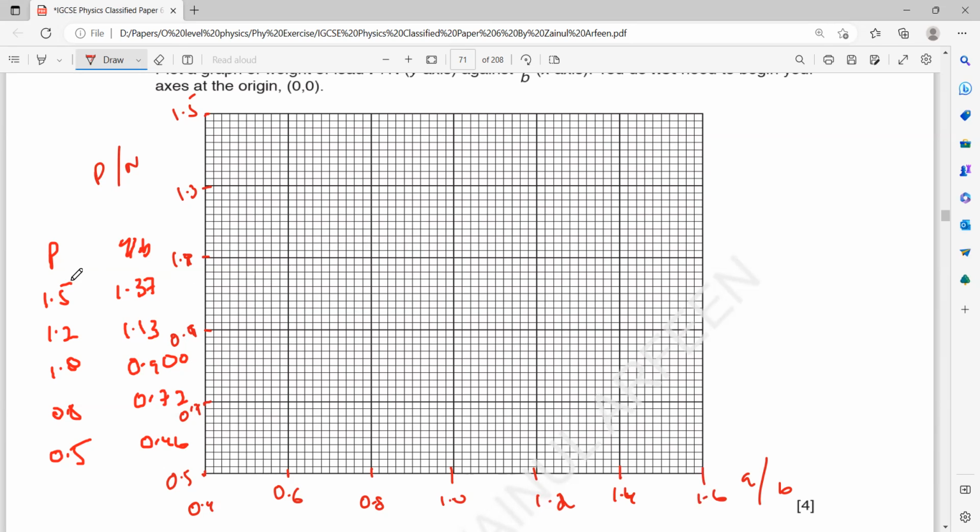Then we mark our results, 1.5 and 1.37. So each is representing 0.2, so this will be 0.38, 0.36. So this will be the first point. Then 1.2 and 1.13. So 1.2 is this one point, because each is representing 0.2. So this is 1.2.